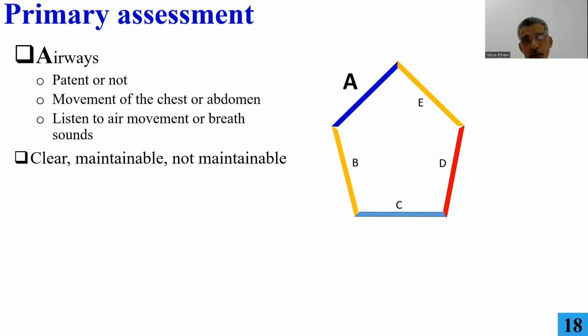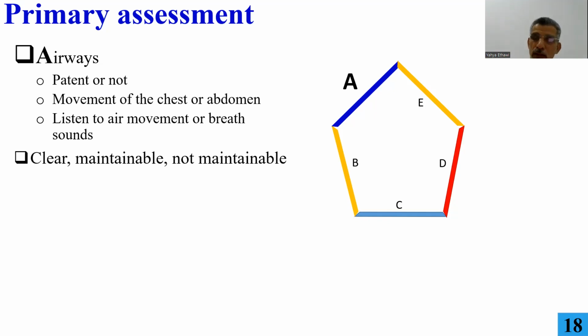Any questions here about the primary assessment of the A? It's very important to ask questions and discuss with me, because I don't know if you are understanding or not. Sorry, but what do you mean by maintainable and not maintainable?